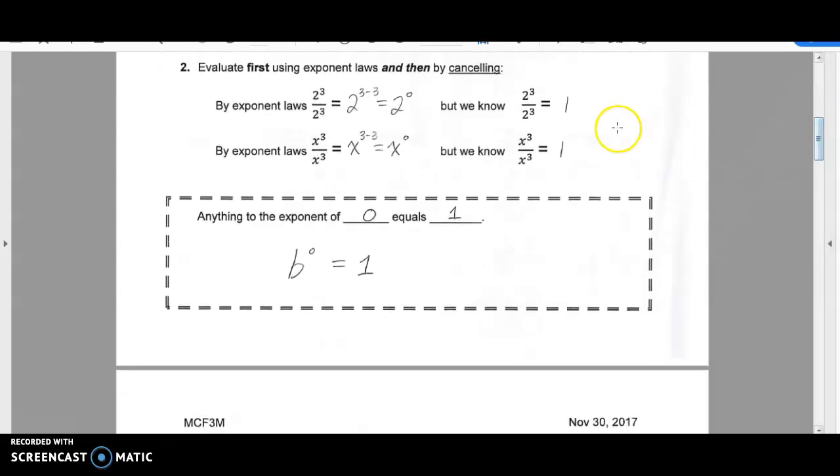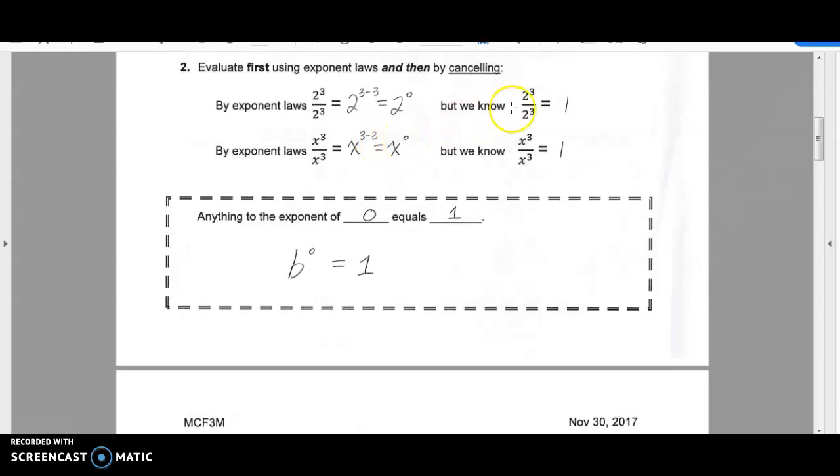Moving on to the second rule, it says evaluate first using exponent laws and then by canceling. So over here, if we use exponent laws, we know when we're dividing with the same base, we subtract the exponents. So we have 2 to the 3 minus 3, which gives us 2 to the 0. Here we have x cubed over x cubed. So again, subtract the exponents. So x to the power of 3 minus 3 is x to the 0.